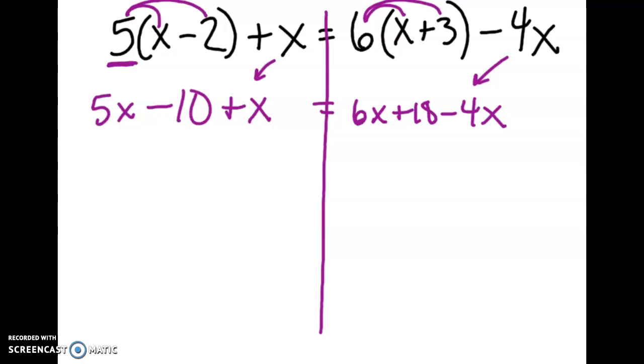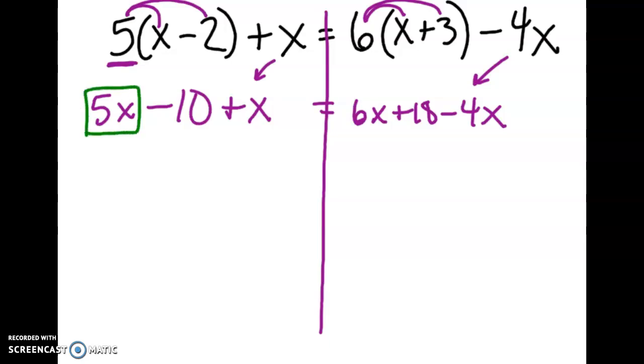Distribution is done when there are no parentheses. After you've distributed, parentheses should not be in your equation at all. That means we are now on step 2, combining like terms. Remember, they have to be on the same side. So I'm going to look at the left side first. I see that I do have multiple x's.